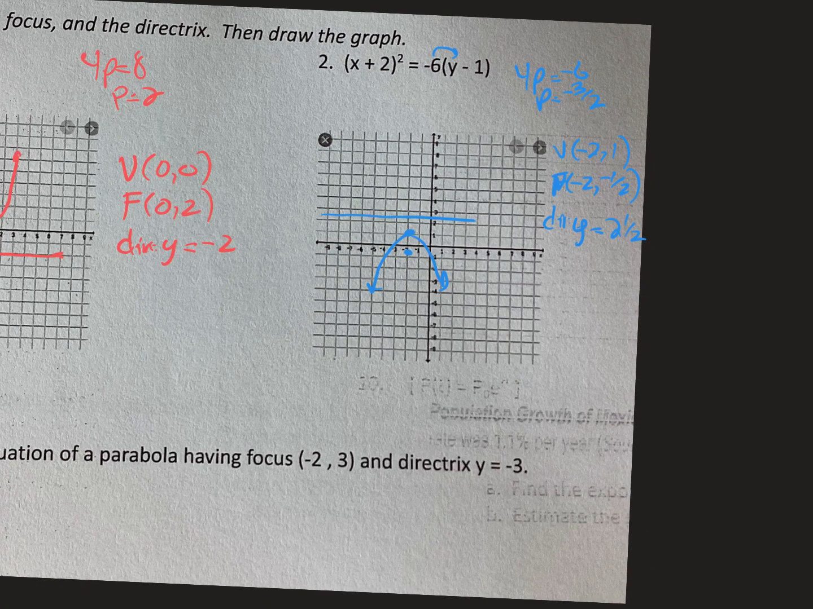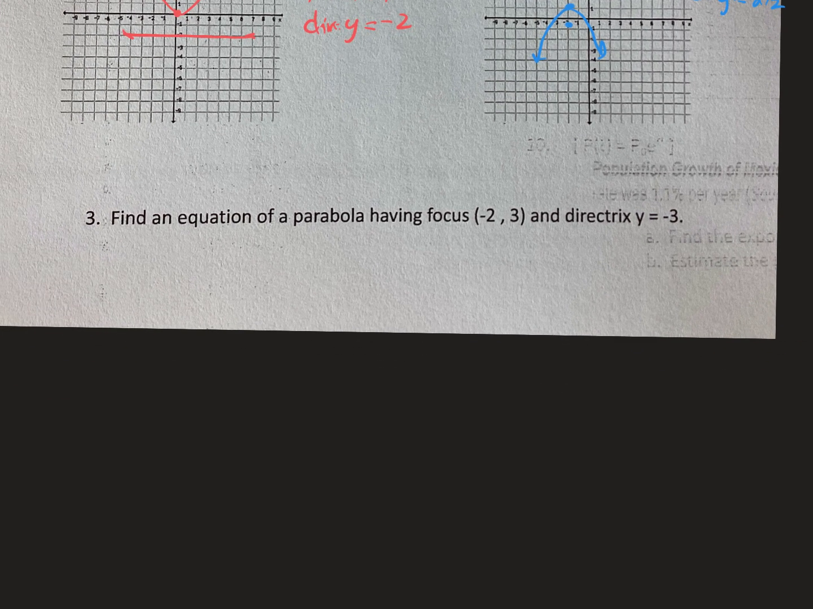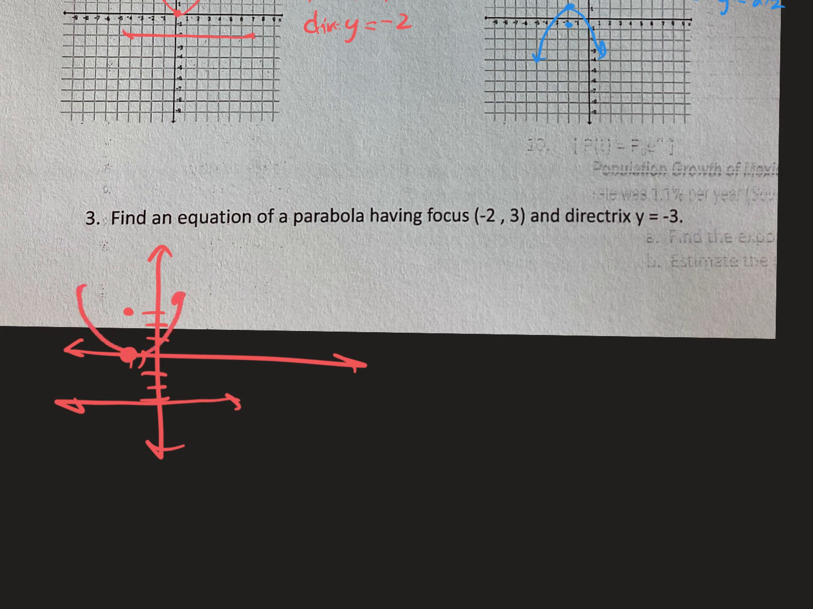All right, number 3. Find an equation of the parabola that has that focus and that directrix. You need to draw the graph first. So let's draw this graph real quick. And see, the focus is -2, 3, right here. The directrix is y equals -3. The vertex must be halfway between the two, which is right there. It must open up because the focus must be inside. So the vertex is 2, 0.